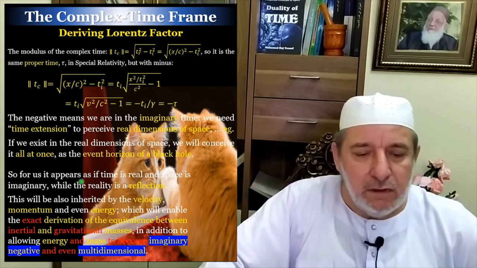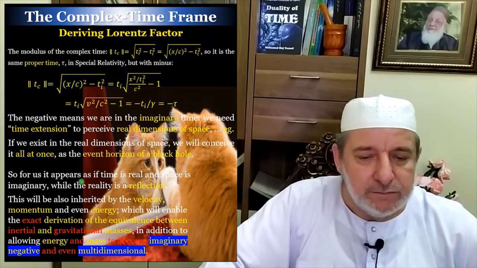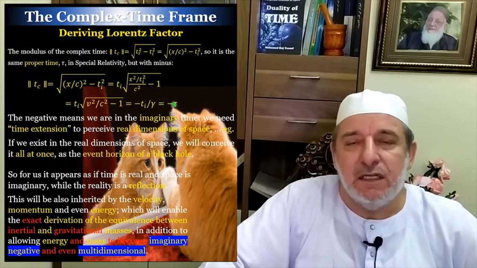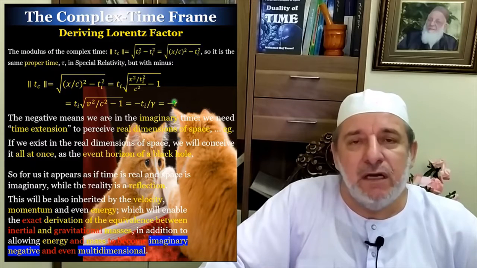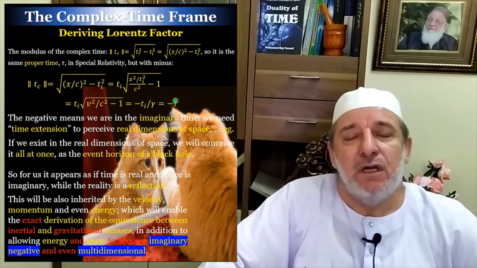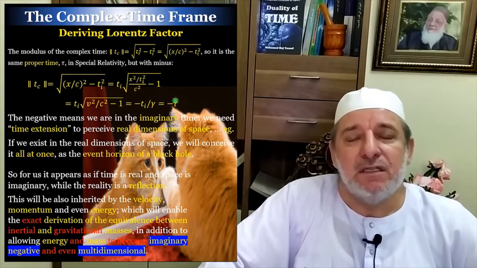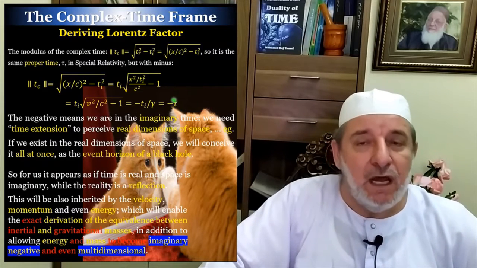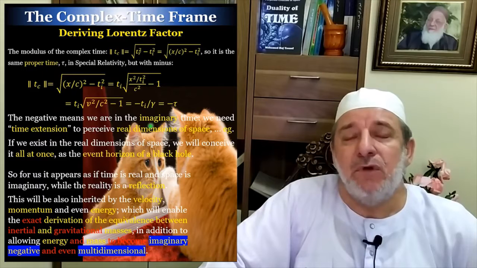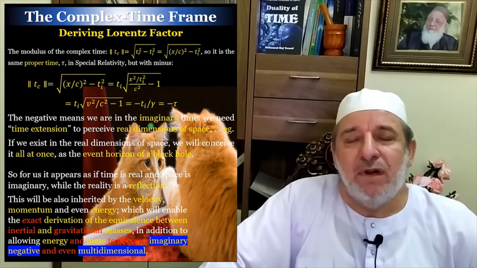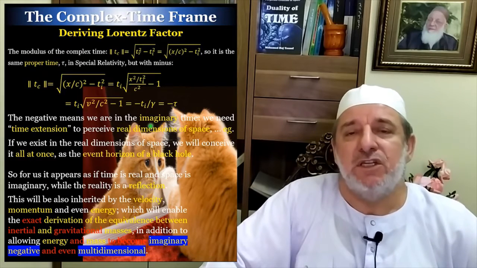Okay, now, actually this negative here is very important, because we will see later that this will be inherited by the velocity, the momentum, and even the energy, and therefore this will allow us to derive the equivalence between inertial mass and gravitational mass. And also it will allow energy to become multidimensional, because, as I said, in our normal physics now, we think of energy as a scalar only because we have one direction of time and we think it's real.